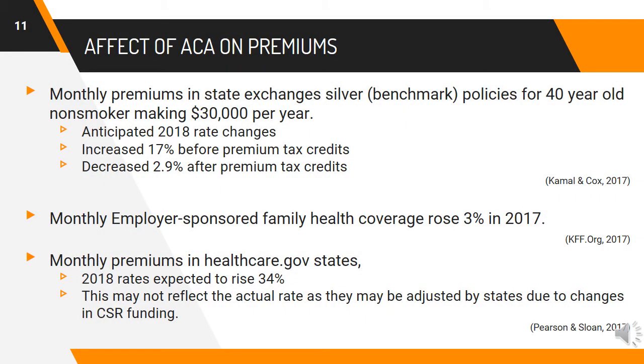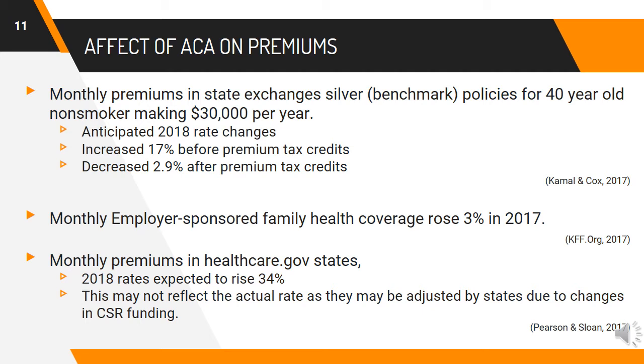The effect of the ACA on premiums varies by state and by type of insurance. For example, the monthly premiums in state exchanges for the silver policies on a 40-year-old non-smoker making $30,000 per year is anticipated to increase by 17% in 2018. After premium tax credits are applied, the actual premium is expected to decrease by 2.9%.